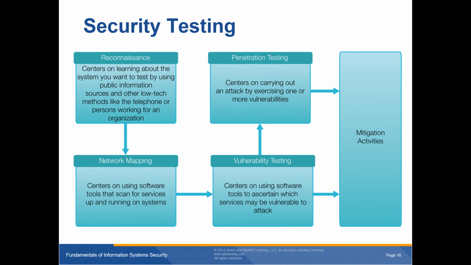Security testing. Reconnaissance centers on learning about the system you want to test by using public information sources and other low-tech methods like the telephone or persons working for an organization. Network mapping, then you go to that, centers on using software tools that scan for services up and running on systems. Then you perform vulnerability testing, which centers on using software tools to ascertain which services may be vulnerable to attack, which could lead to mitigation activities from that point. Or you could go on to penetration testing, centering on carrying out an attack by exercising one or more vulnerabilities and then go on to your mitigation activities.